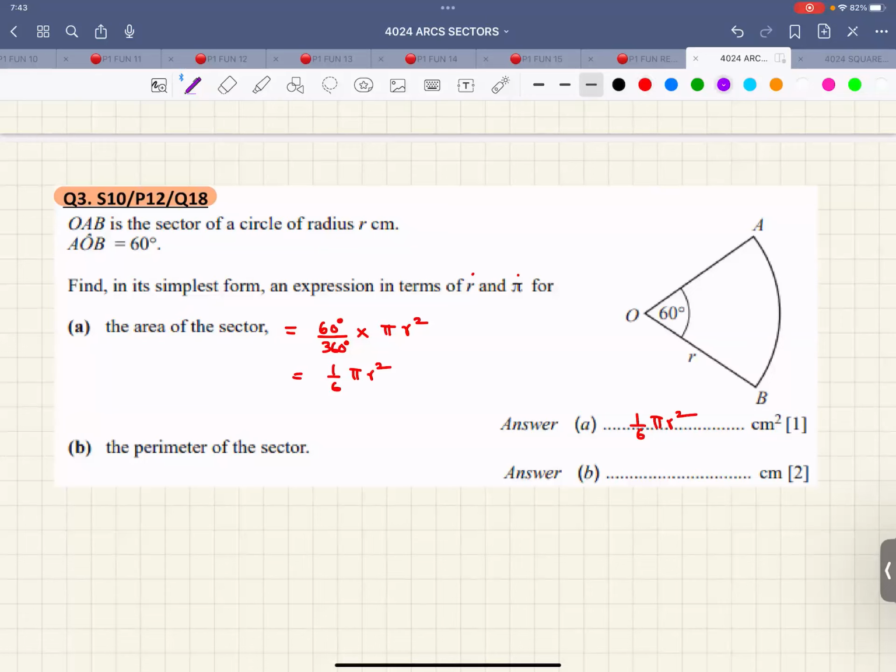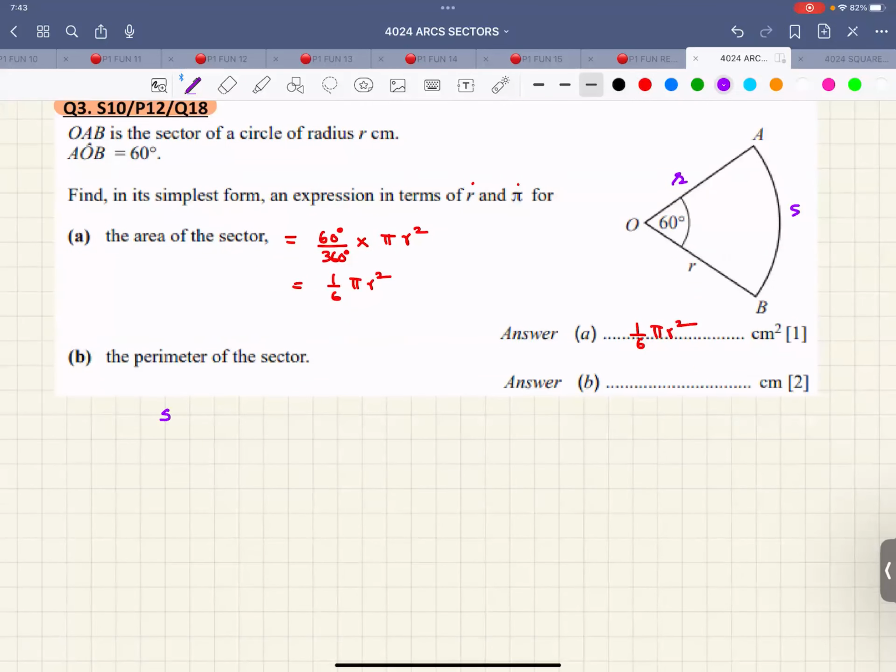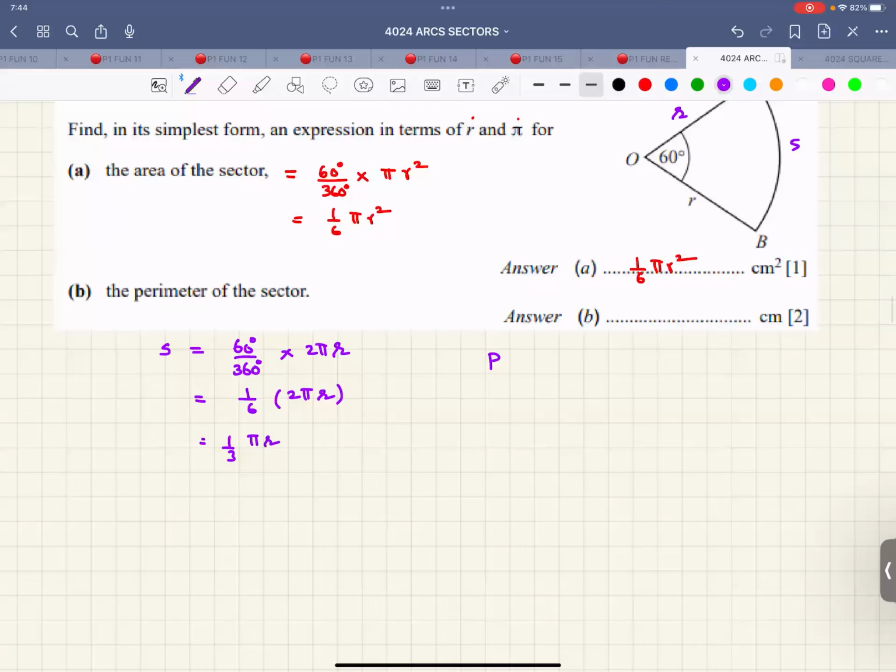The second part, the perimeter of the sector. This is r, this is r, this is the arc length. So first find the arc length. That is 60 over 360 into 2 pi r. That is 1/6 into 2 pi r. That is pi r over 3 or 1/3 pi r. But they're asking for the perimeter. That is radius plus radius plus 1/3 pi r. That is 2r plus pi r over 3. Make sure to use brackets where needed. So this part is done.